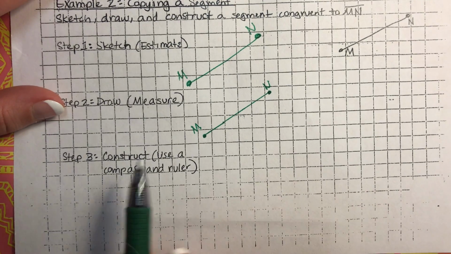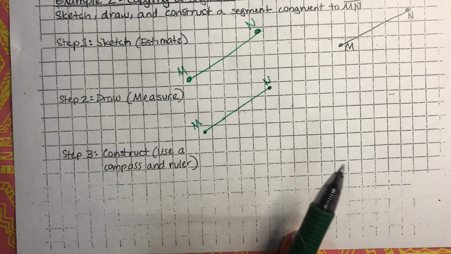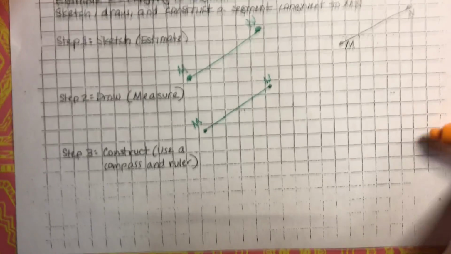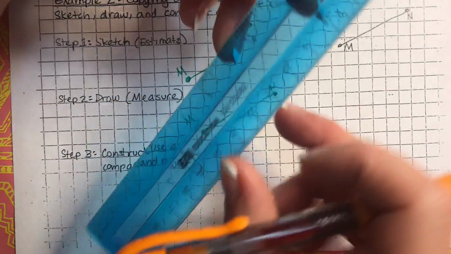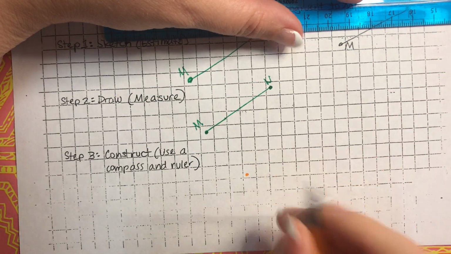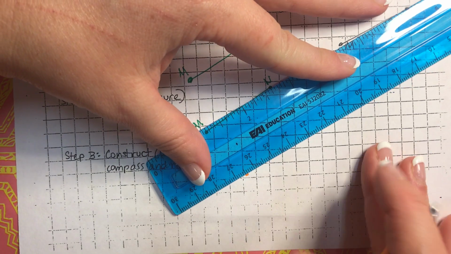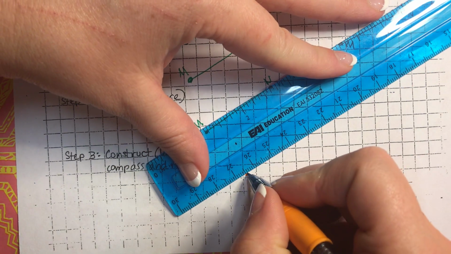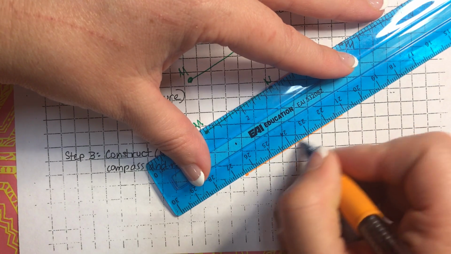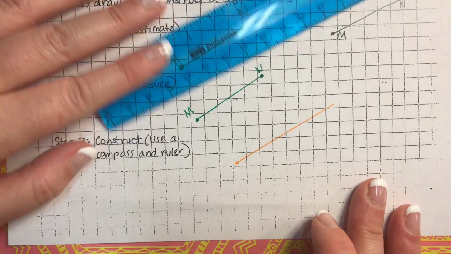And then there is constructing. So for constructing, I am actually going to do this. Okay, I'm going to make a point. This is going to be my point. And then I'm just going to draw a line like this. Okay, so for these on your homework, you need to have a, what do you need to have? A ruler and a compass.